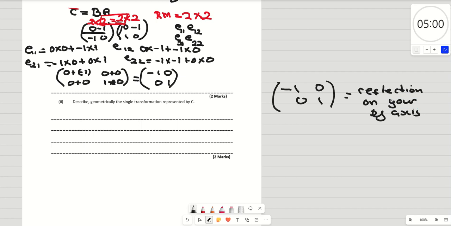Describe geometrically the single transformation represented by C. It is a reflection on your y-axis. And that is it. That's 2 marks for you to remember the matrix and what it stands for.